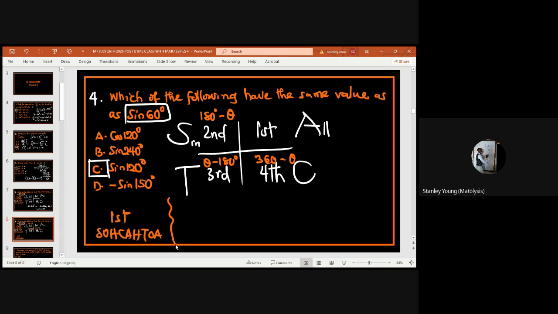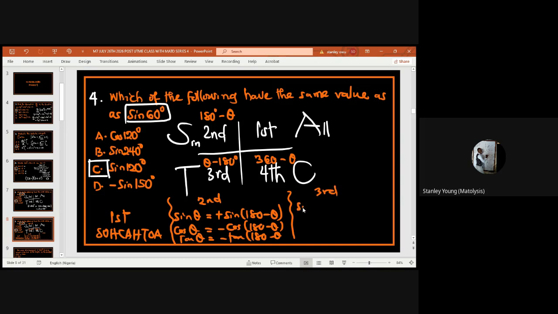For the second quadrant, we have it that sine theta is the same thing as plus sine of 180 minus theta. Cos theta is negative: minus cos of 180 minus theta. Tan theta is also negative: we have minus tan of 180 minus theta. Then in the third quadrant, sine is negative, so we have minus sine. The angle formula will be theta minus 180.